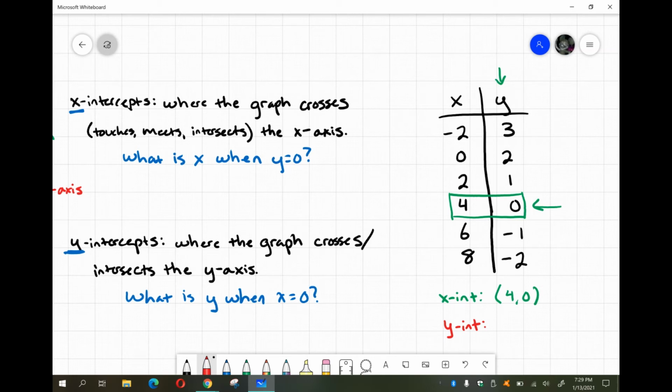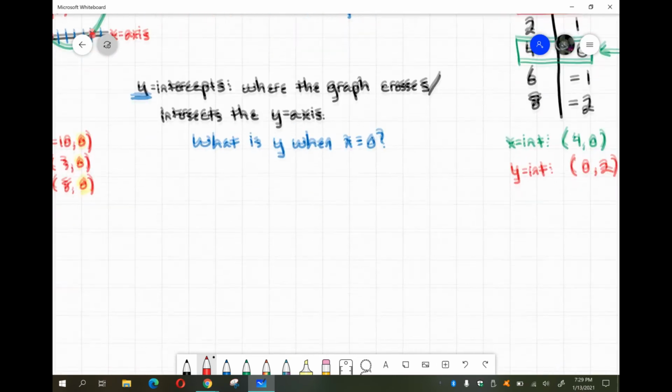The y-intercept, you could think to yourself, what is the y when x is 0? Means we're going to look to the x column, and we're going to see, do we find a 0? And so when x is 0, the y is 2. The y-intercept is 0, 2.